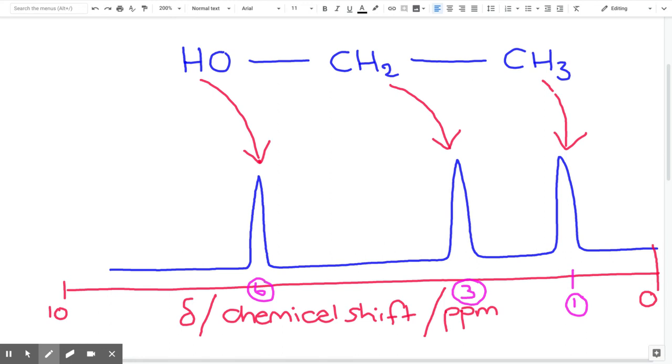And as well as now being able to calculate how many different types of proton there are, you can now start to build up a little bit more evidence as to actually the type of proton that you're going to be looking at. So the further to the right, the more alkyl chain type of proton you're going to have. The further to the left, the more alcoholic, maybe carboxylic acid type of proton you're going to have in a more electronegative environment. Now, these values aren't arbitrary necessarily, but they are relative to a sample.